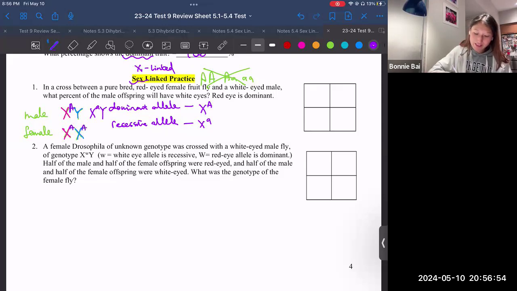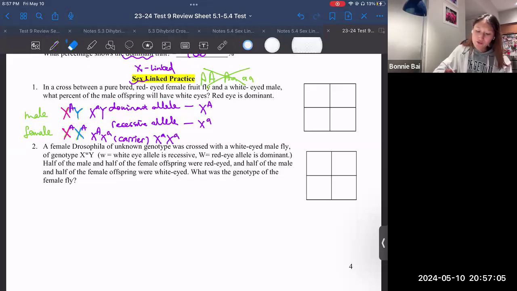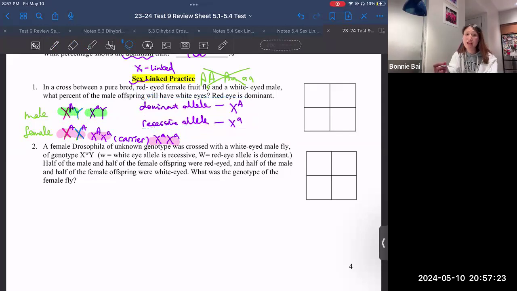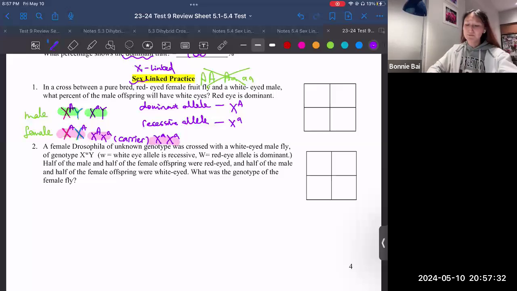For a female, however, you can have X big A X big A, or you can have heterozygous. You can also call this a carrier, or you can have a homozygous recessive. Those are the three, it's getting a little messy. These are the three females, and these are the two types of males in terms of genotypes. But in terms of alleles, you can only have these two alleles, okay? But because a male only has one X, he can only be X big A Y or X little a Y. You have nothing attached to the Y because it's X-linked, okay? Now that you understand this, hopefully, let's answer the question.